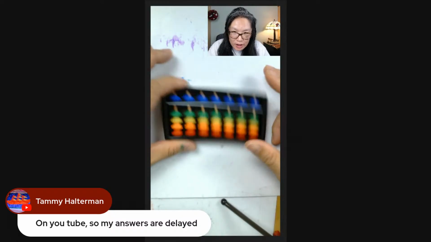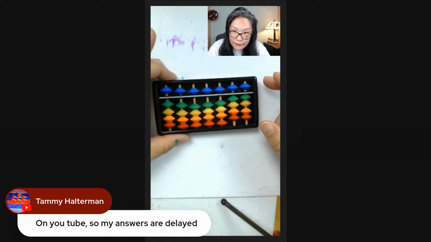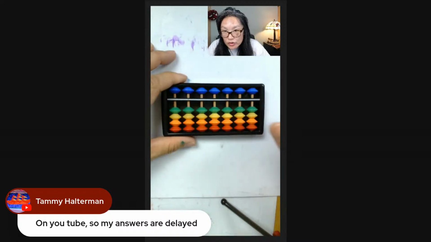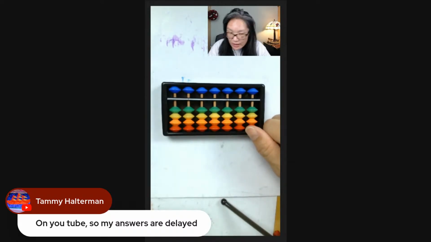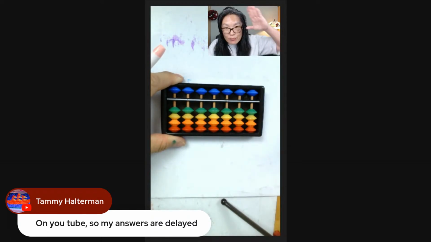When we're looking at it, you'll notice that it's very easy to move. Because it's easy to move, you want to use your left hand to stabilize it. Then you use your right hand to calculate. It doesn't matter if you're right-handed or left-handed. If you're left-handed, you still use your left hand to hold. Why? Because your left brain is the one that does the calculations.